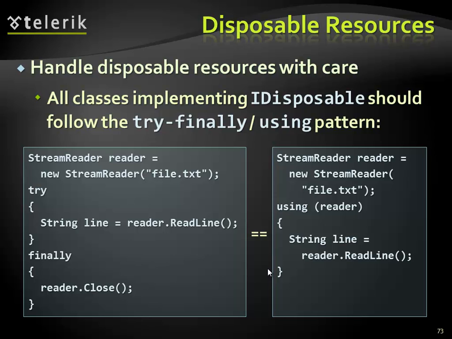Disposable resources like stream readers are better put in a using block, where it's clear where we're using them and when we're disposing them. In many cases we've seen such examples, and I think this is a very common way to use them, and also a good practice.